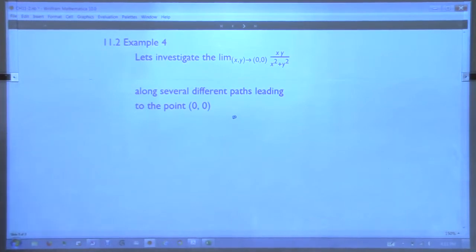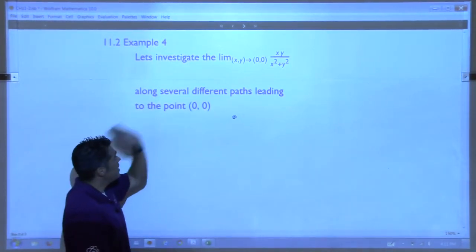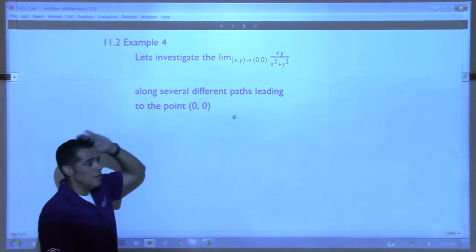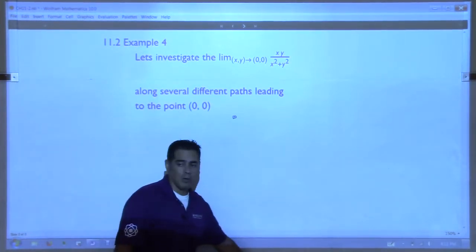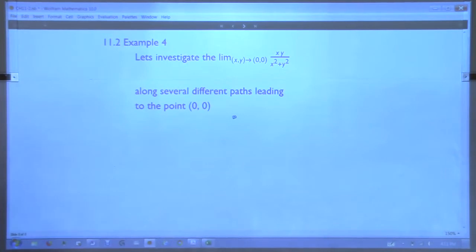So where do you think we should start here? Let's first plug in 0, 0, make sure we have a problem. So if we try and plug 0, 0 in, what do we get? 0 over 0, it's undefined. Okay, so we definitely have a problem, right? So let's pick a path.